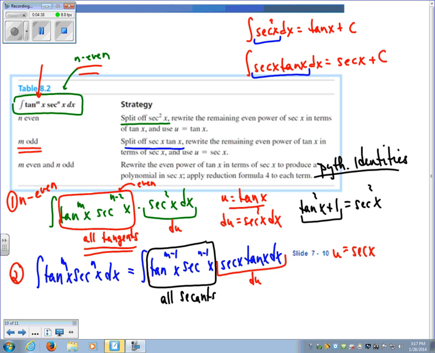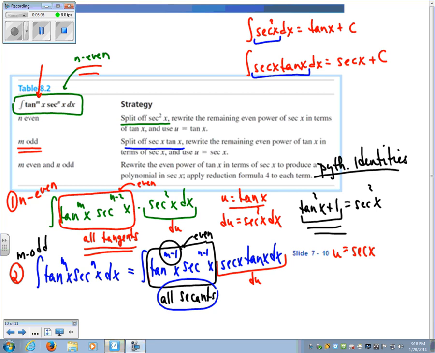Well, let's see, I started off with my m being odd. So that means this m minus 1 here is going to be even. As long as that power of tangent is even, I'm going to be able to use this same Pythagorean identity to switch it over to secants. And then that's going to allow me to make this entire expression all secants, and then I'll be able to do my u substitution.